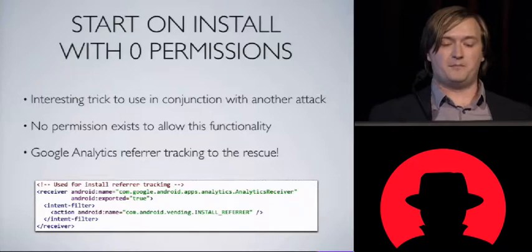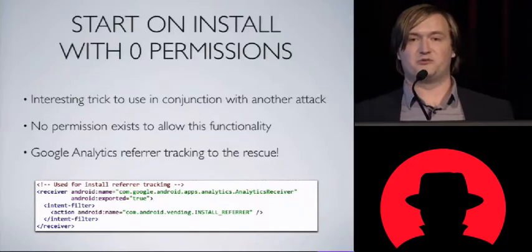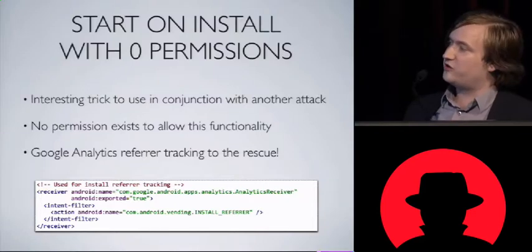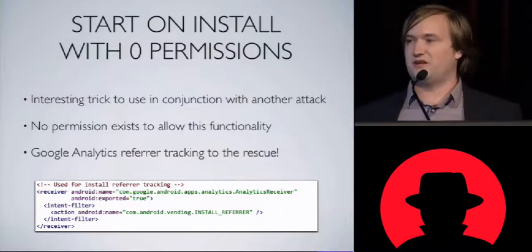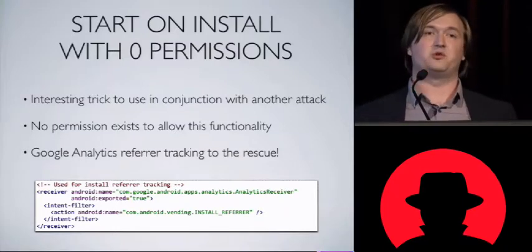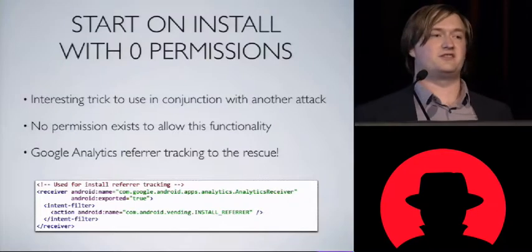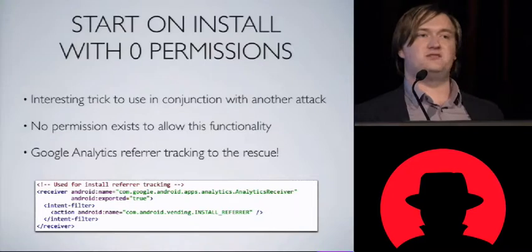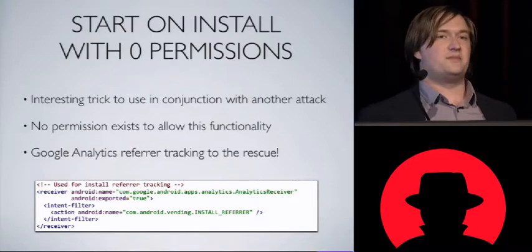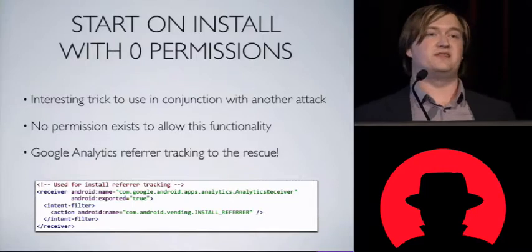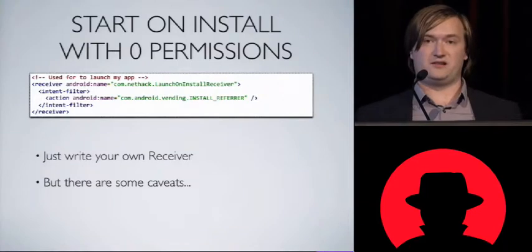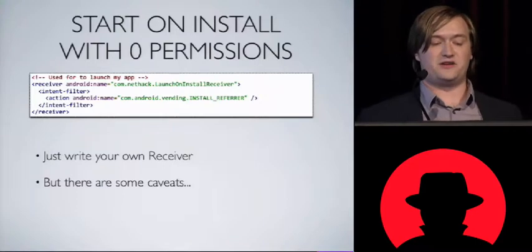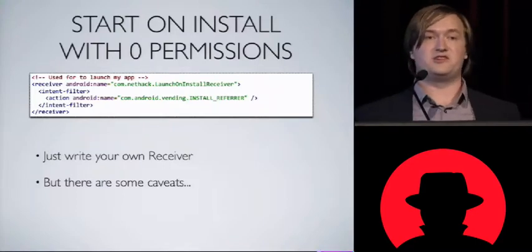Google Analytics has referrer tracking, and this code snippet is actually just taken from the Google Analytics SDK for Android apps. Basically, it allows you to track the source of where someone downloaded your app. Maybe they clicked on an AdMob link and you want to see which AdMob link they clicked on, or maybe they clicked from a website and you want to see what website linked into the market to your application. But we don't have to use the Google Analytics receiver here. We can just write our own receiver with this exact same intent filter, and we'll be able to start as soon as an application is installed.